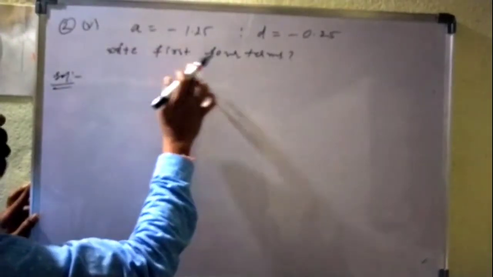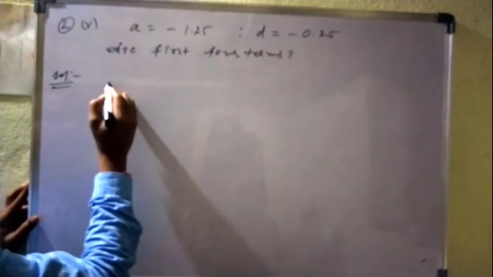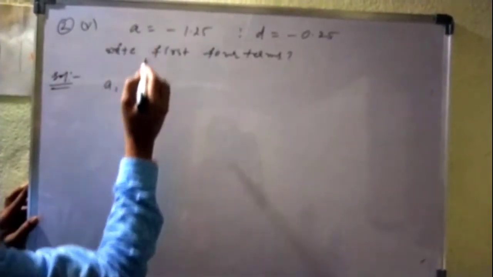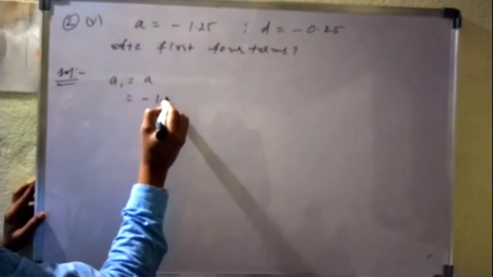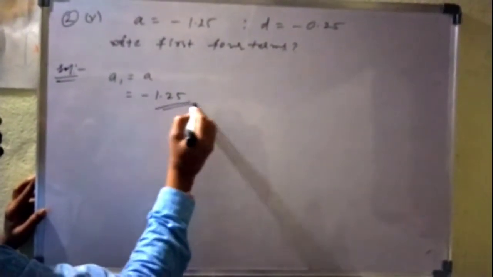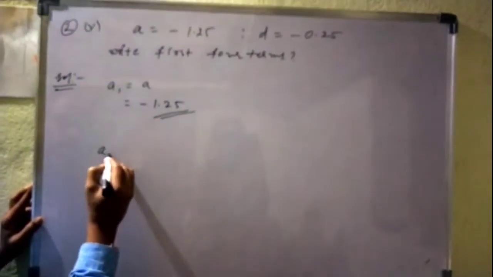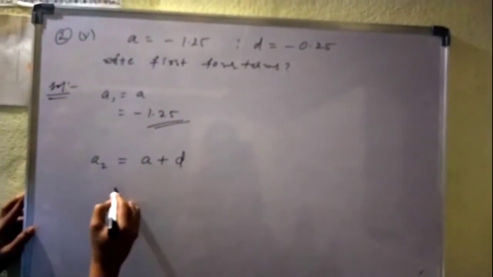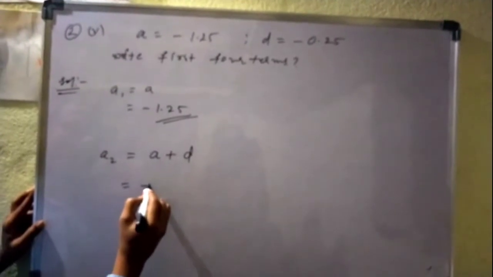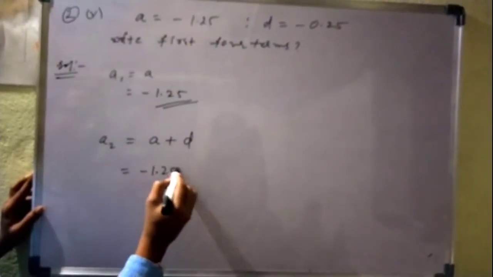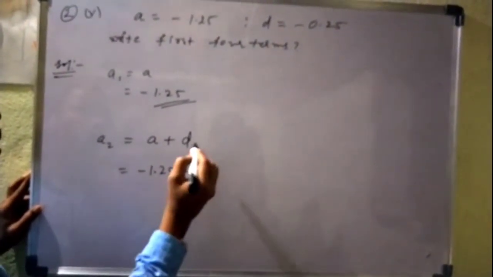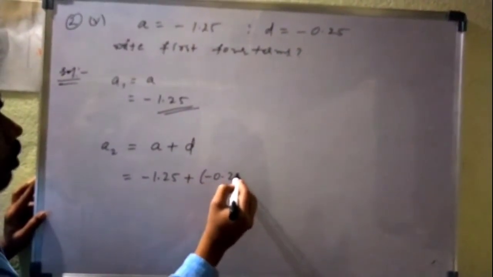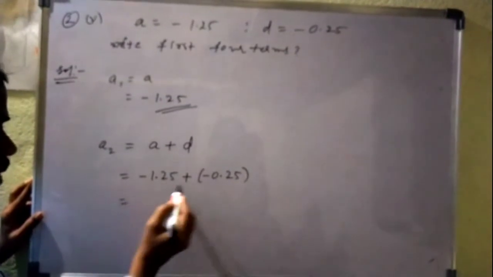So write the first 4 terms. First term, what is that? A1 is equal to what? A is equal to how much is given? Minus 1.25. So this is the first. And next A2 is equal to, the formula is A plus D. So A value, how much is there? Minus 1.25 plus D is equal to minus 0.25. So it is a decimal value.